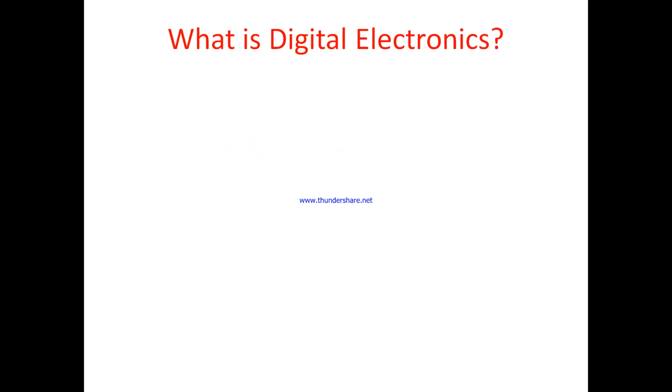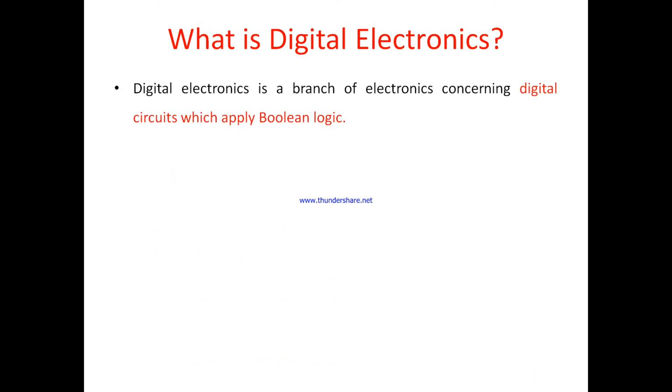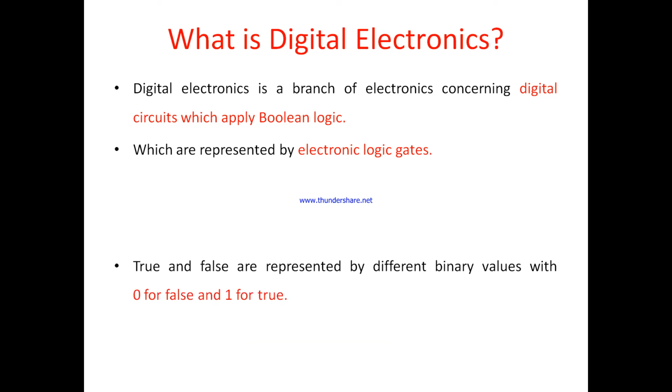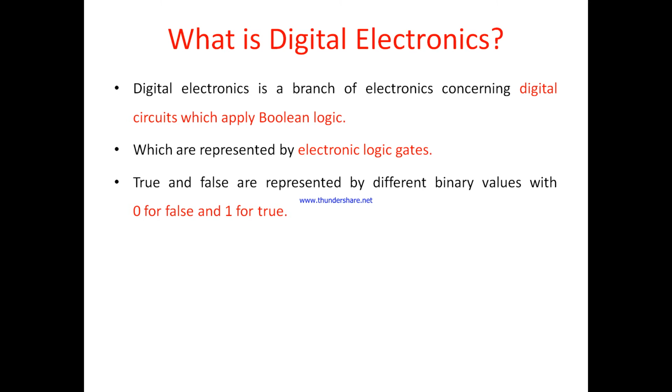So first we are going to discuss what digital electronics is. Digital electronics is a branch of electronics concerning digital circuits which apply Boolean logic. We use Boolean logic to minimize the functions of Boolean expressions and obtain the circuit diagrams, which are represented by electronic logic gates. The minimized outputs are represented by the logic gates, and they have only two values, either 0 or 1. We can say 0 is false and 1 is true.